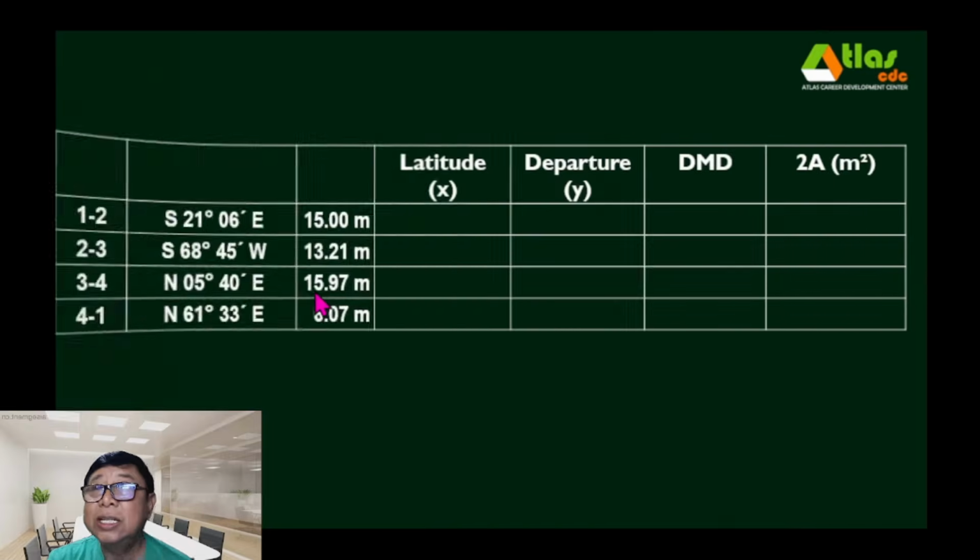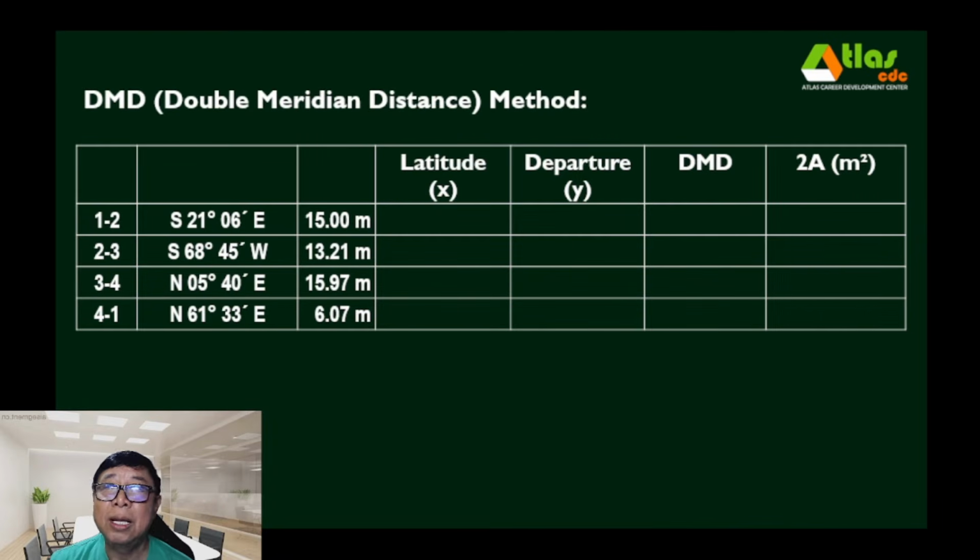First is we are going to prepare a tabulation. We are going to add the column for latitude X and the departure Y, and then a column for DMD and a column for the double area. So first is we are going to determine the latitude and the departure, or the X and the Y. Referencing our drawing, we can compute for the latitude and the departure. But first, we have to assign the positive and the negative values.